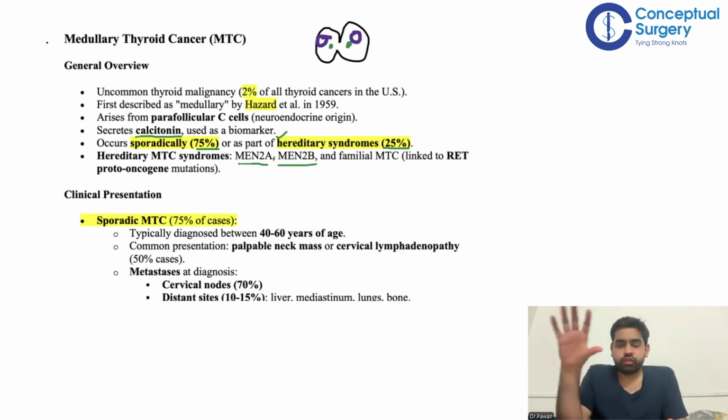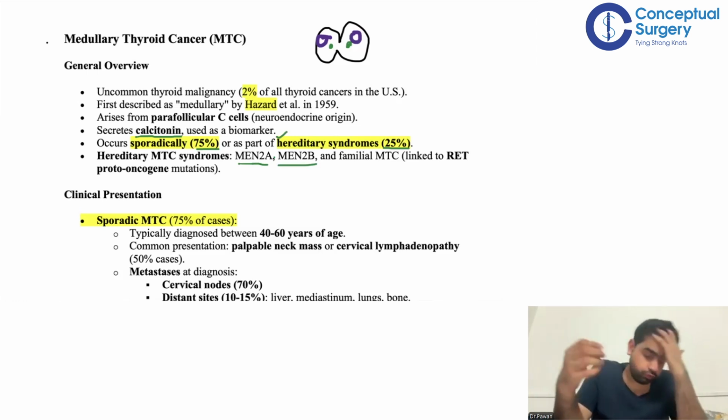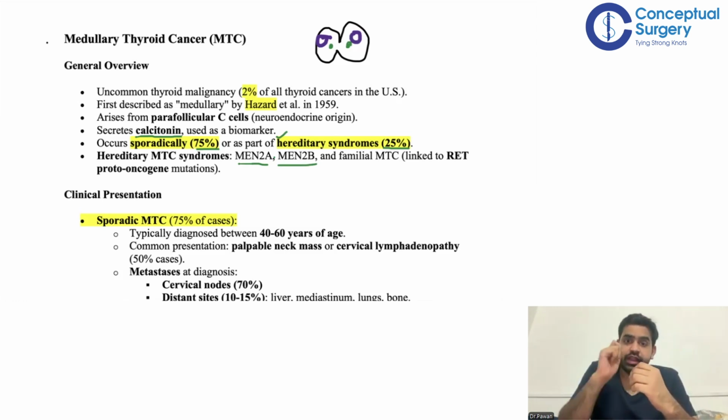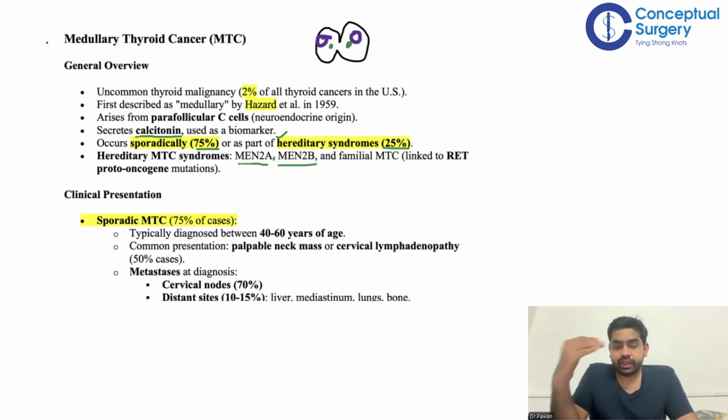So I'll summarize what we saw. It is not a common cancer. It arises from parafollicular C cells, which are responsible for the production of calcitonin. Calcitonin reduces the calcium levels, and that is what we are going to talk about. It is sporadic in around 75% of the patients and hereditary in 25% of the patients. In the hereditary form, we may find mutations of either MEN2A or MEN2B syndrome. That's all about the introduction.